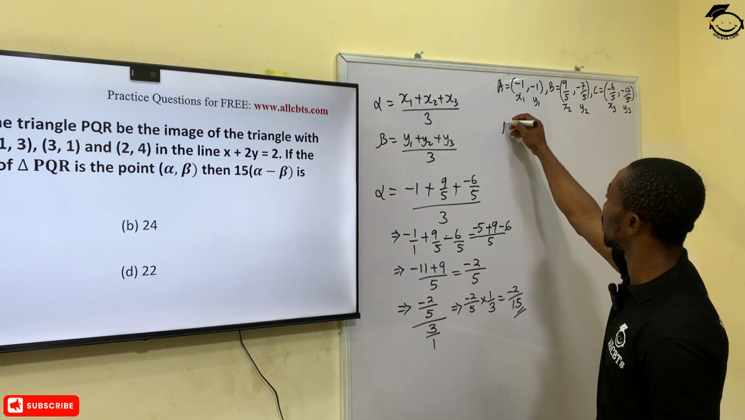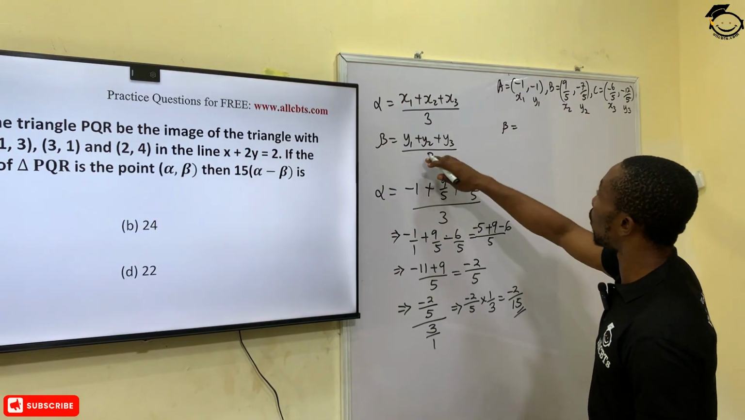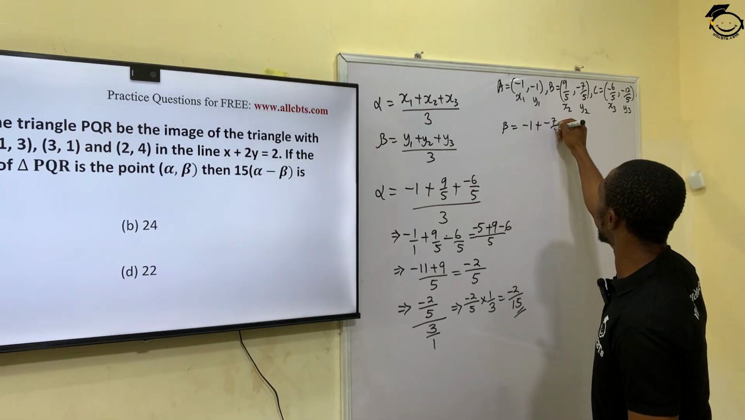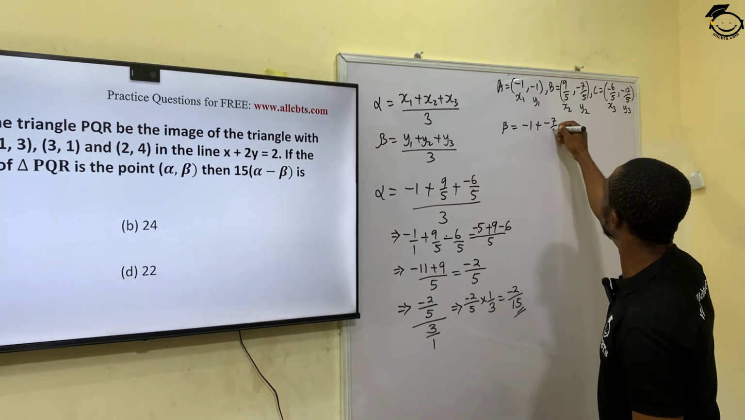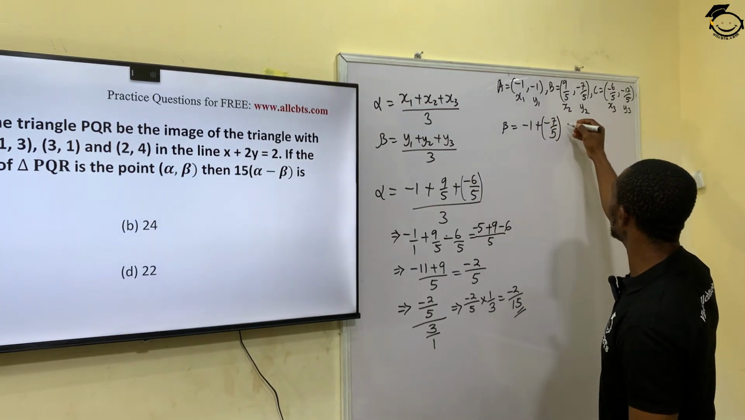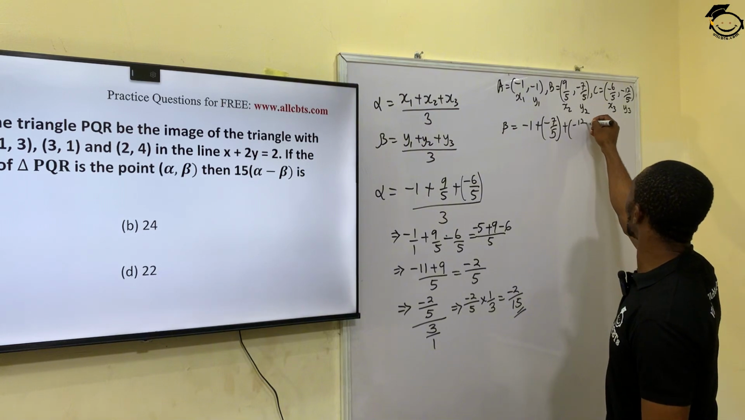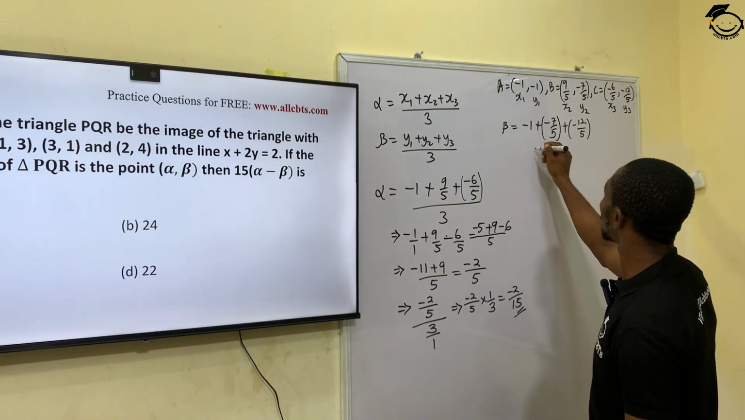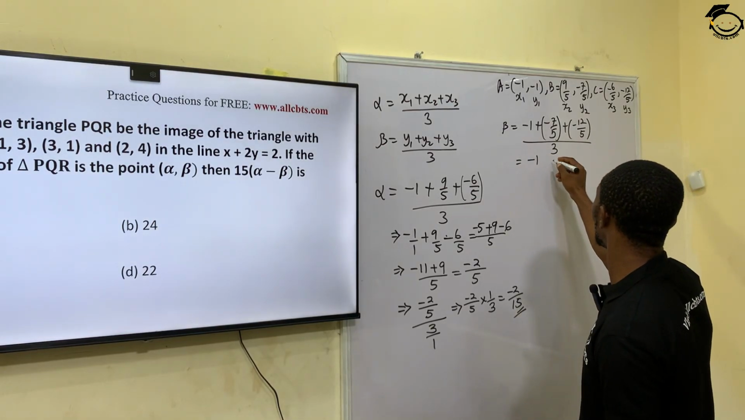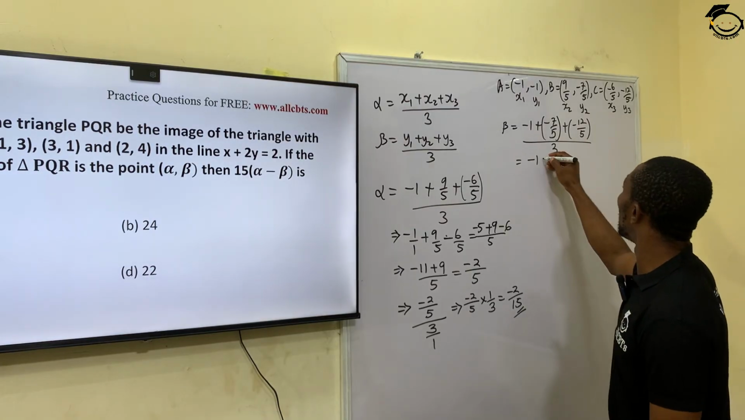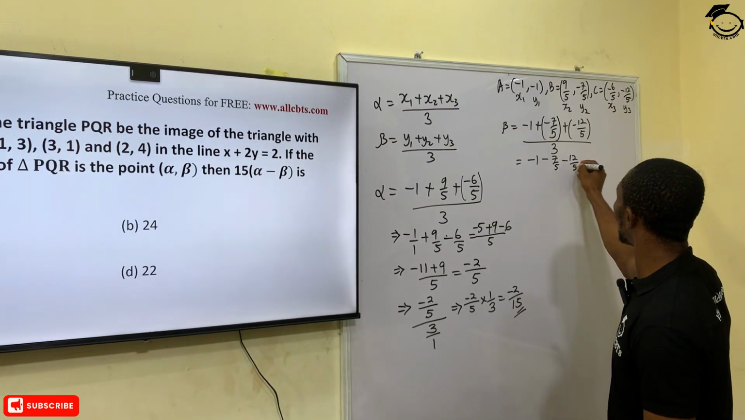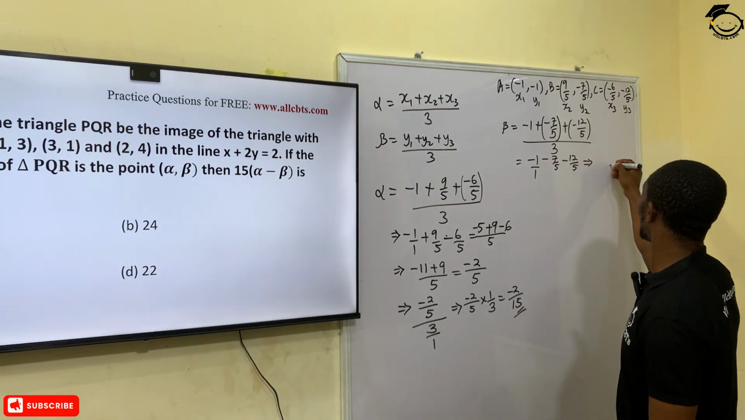Now for our beta, we'll have it as our y1 is minus 1 plus y2, minus 7 over 5, and y3 is plus minus 12 over 5. All right, so all over 3. So from here, working on our numerator again, we have minus 1, minus 7 over 5 minus 12 over 5. Now, we have our LCM as 5.